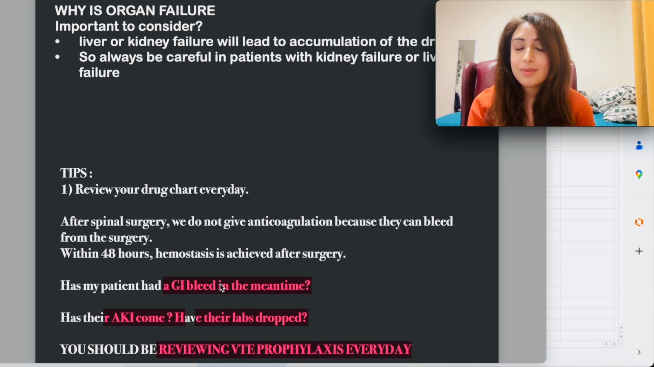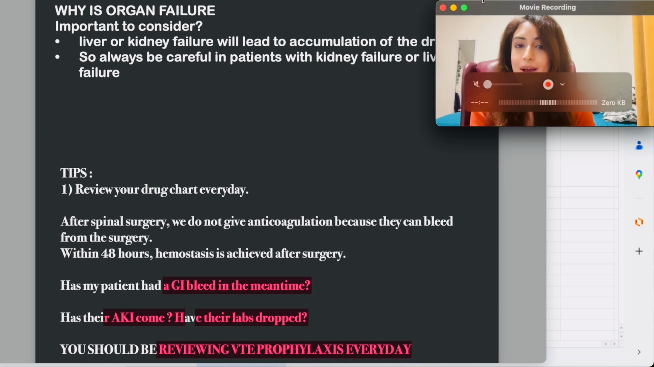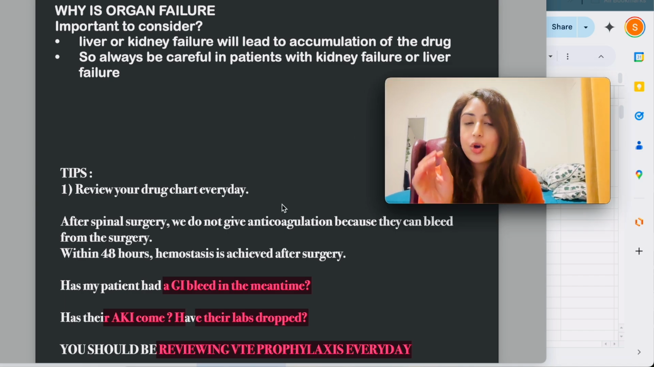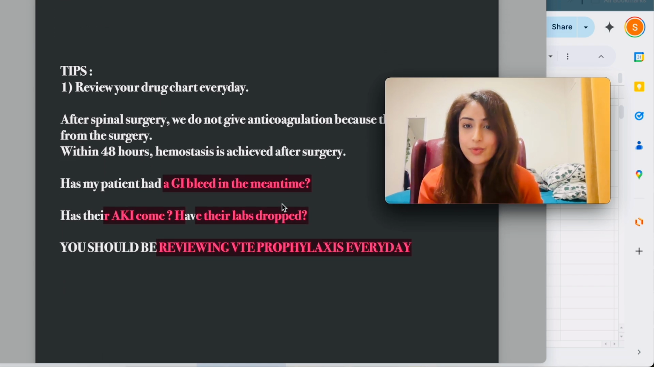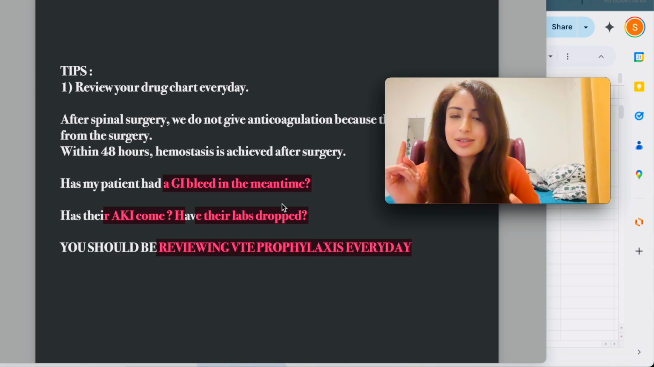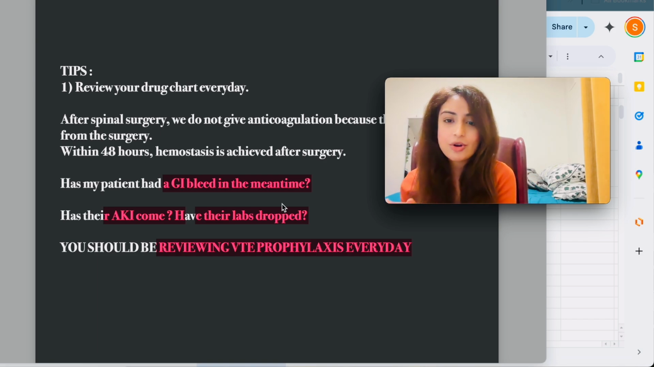Why is organ failure important to consider? Liver or kidney failure will lead to accumulation of the drug, so always be careful in patients with kidney failure or liver failure. What are the tips for on the wards? You have to review your drug charts every single day and check, is the indication for why they were prescribed enoxaparin in the first place still active?